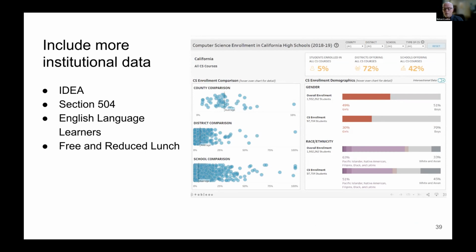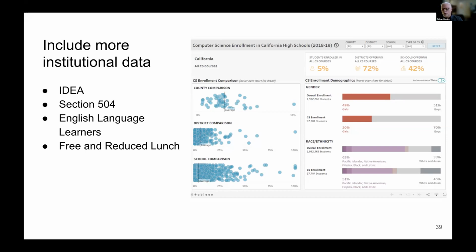So they don't know anything about students with disabilities that are taking computer science in California. They don't know about 504 students. They don't know about IDEA students. They don't even know about English language learners or free and reduced lunch, which is those students in poverty. About half the students in the United States are on free and reduced lunch, but we don't know how they're doing. At least California didn't have that data. So you can encourage people that do collect data to collect data.